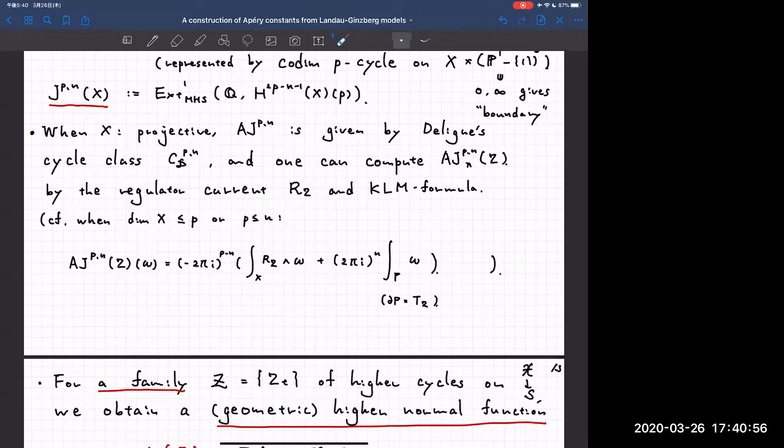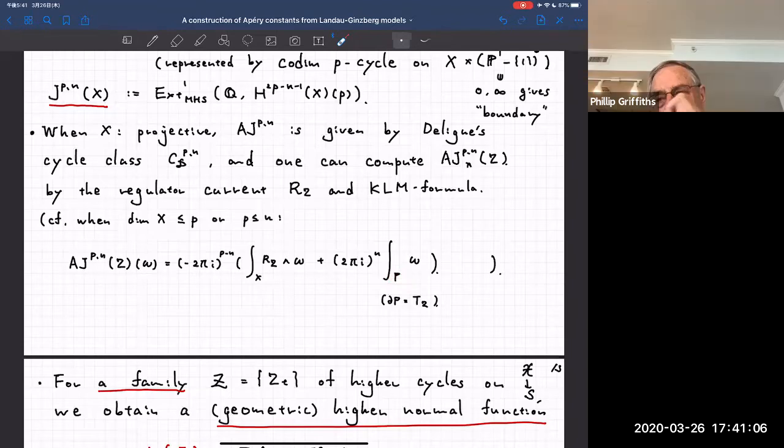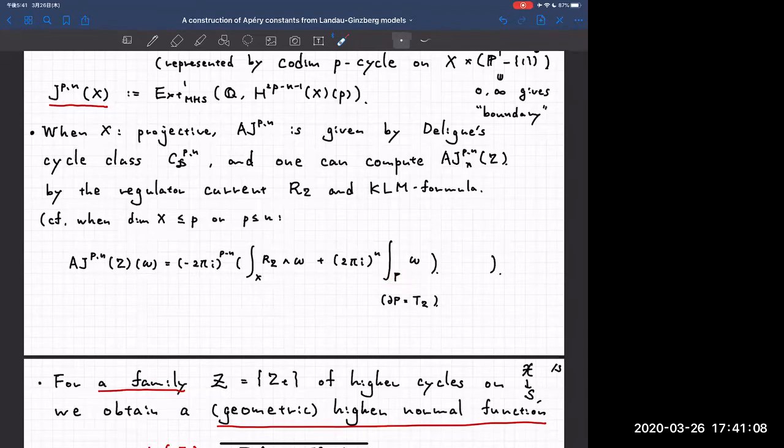So this is, again, a generalization of the membrane integral. The value over W is given by the integral of omega over an appropriate geometric part of the higher cycle. But we also need the information of the regulator current integral part.